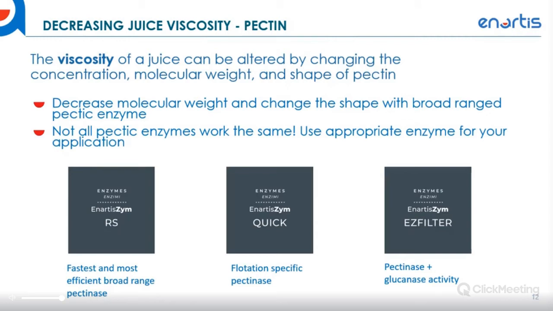So now I'll introduce you to three different enzymes that Enartis offers as pectinases. Our Zyme RS is going to be the fastest and most efficient broad-range pectinase in our range. It works very well on difficult to clarify juices. It works very quickly. In a matter of a couple hours, you can completely depectinize a juice with this enzyme. And that's because it has a broad range of pectinase activities, breaking up the different parts of pectin and making it degrade very easily.